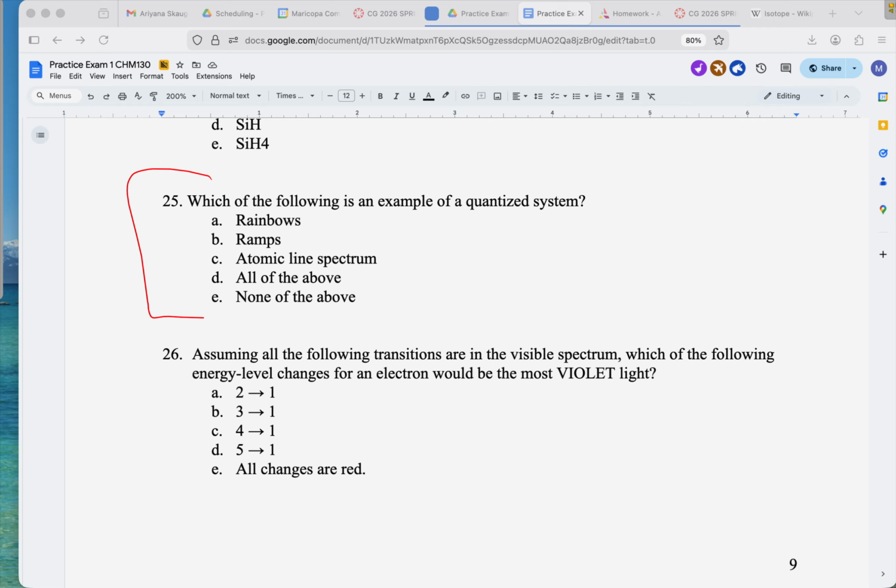A ramp, on the other hand, I can exist at any one of those spots. I can be at any one of those heights. The stairs, I can only be at those distinct, or quantized, stages. So when we're talking about quantized systems, ramps and staircases were used as the examples, physical, real-world examples that we could go through and see.